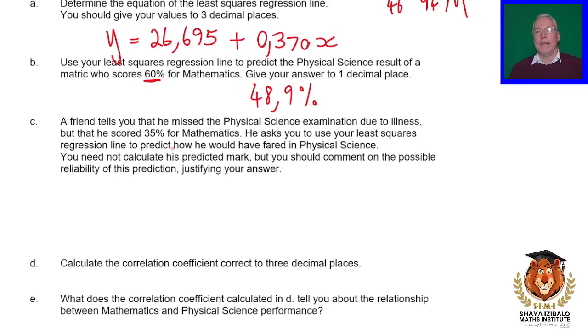All right, a friend tells you that he missed the physical science exam, but he scored 35% for mathematics, and he asks you to use your least squares regression line. Now we're asking you, is this a good idea or a bad idea? How reliable might it be? The essence of this is that 35 is outside here. So we don't know if this pattern is maintained. This may well be unreliable.